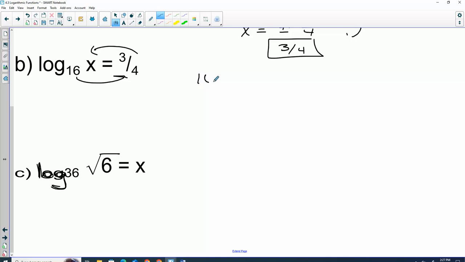So the first one you have 16 to the 3/4 equals x. That means the 4th root of 16 cubed. What's the 4th root of 16? Oh, you can cube first. I did the 4th root first. 4th root is 2 and 2 to the 3rd is 8. But you could do 16 cubed first and then the 4th root. Did you guys get 8 for that answer?